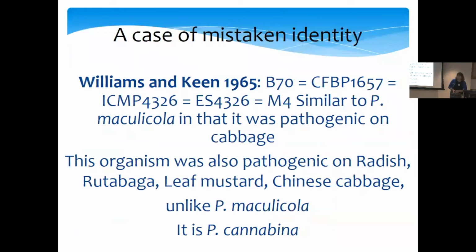Okay, so one of the organisms that's worked with as a model for Pseudomonas syringae pathovar maculicola is ES4326. And I think people here work on it, right? Anybody ever see that number before? It's a great organism. It causes devastating disease on radish. It kills things.